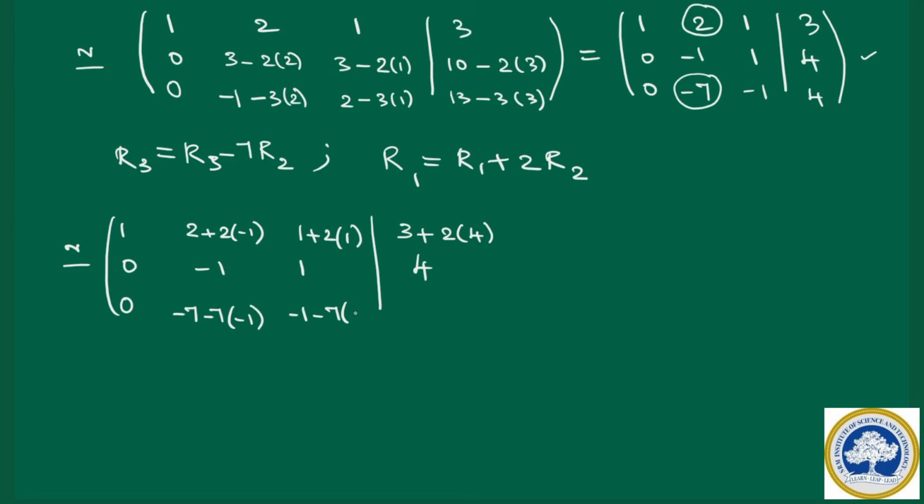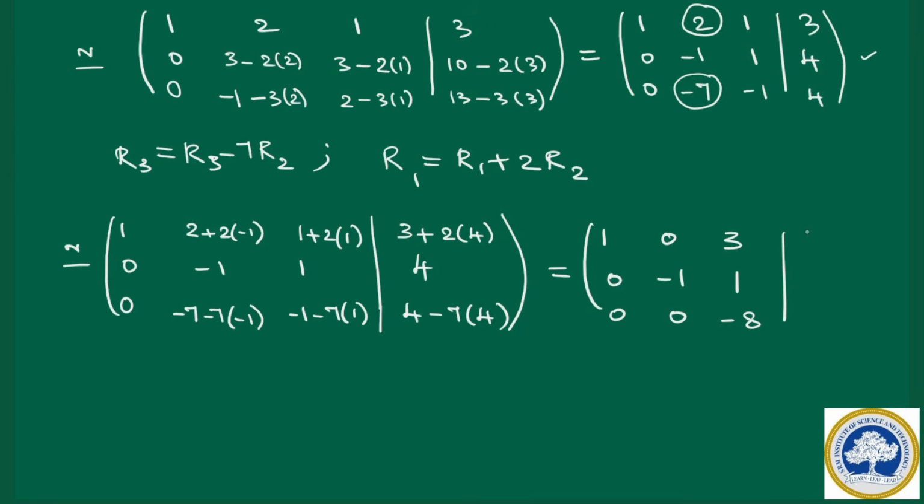Minus 7 into R2 is 1. Similarly here, 4 minus 7 into R2 is 4, right? So close the bracket. Now simplify: 1, 2 minus 2 is 0, 1 plus 2 is 3, 0 minus 1, 1, 0, 0 minus 8. Here it is 11, 4 minus 24. So this is the next step.